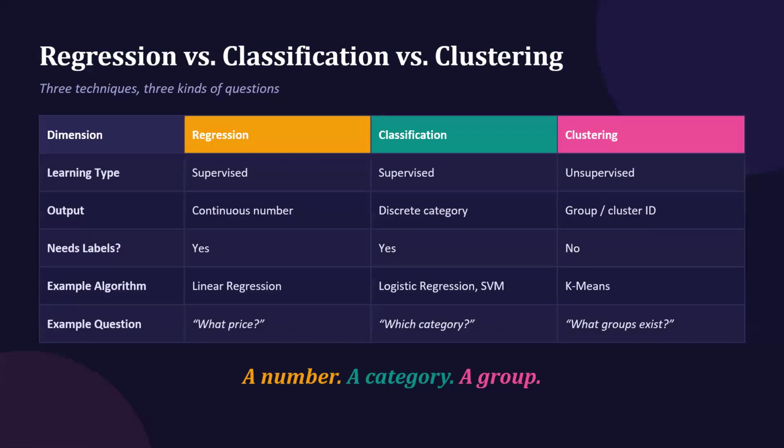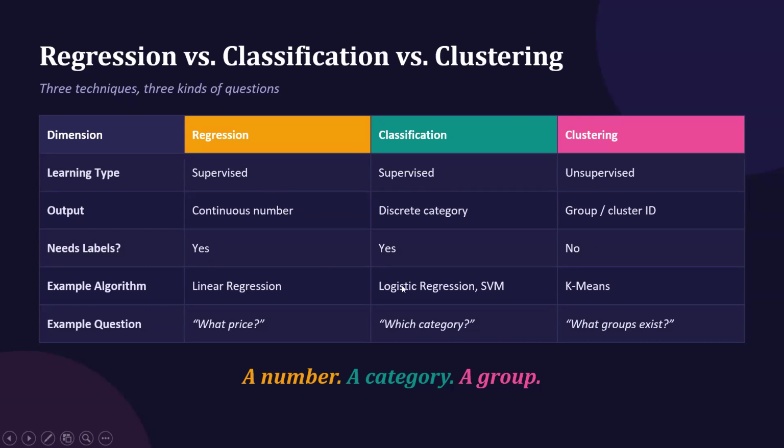Now you can see here in this table. Can somebody read this out? Regression: learning type is supervised; classification is supervised; clustering is unsupervised. Output will be what? A continuous number for regression, a discrete category for classification, and groups or clusters for clustering. Need labels? Yes, for classification. For clustering, we don't need the labels.